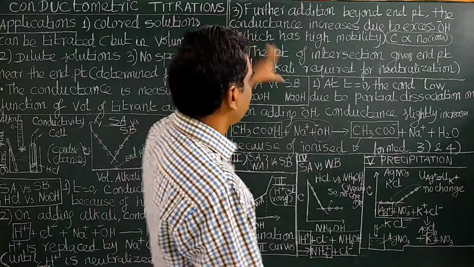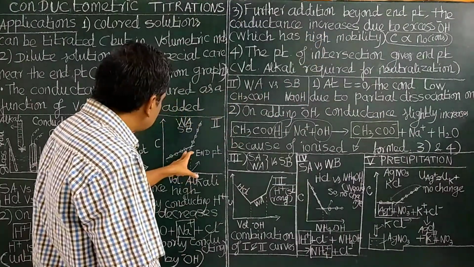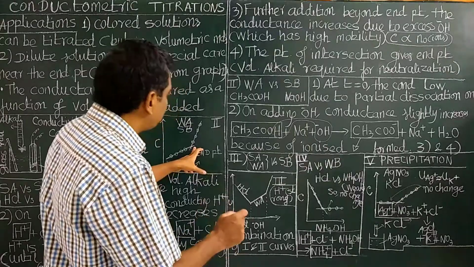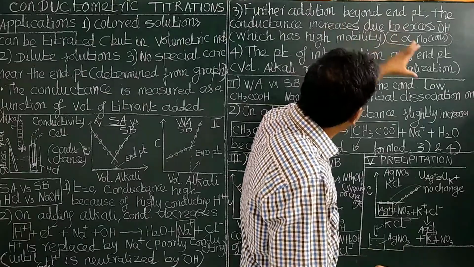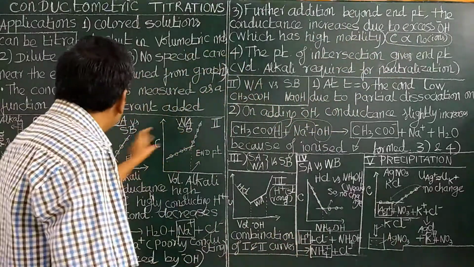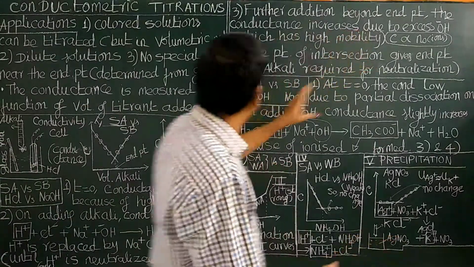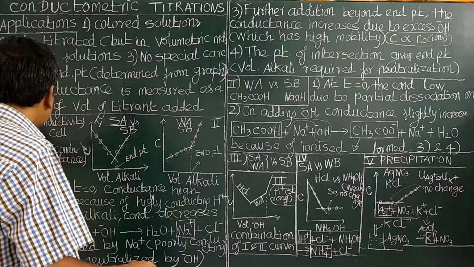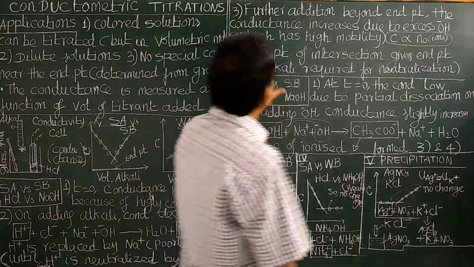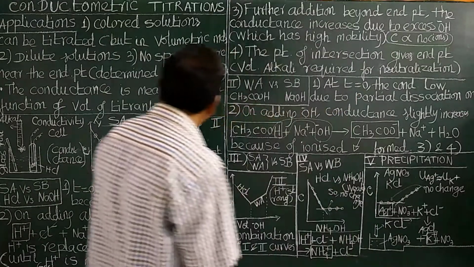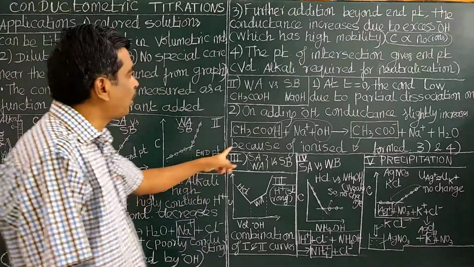And further, the third and fourth points. Further addition increases the conductance slightly until the end point. After the end point, further addition of alkali beyond the end point increases the conductance because of the introduction of excess OH minus ion in the solution. Similarly, the point of intersection of the two straight lines gives the end point.